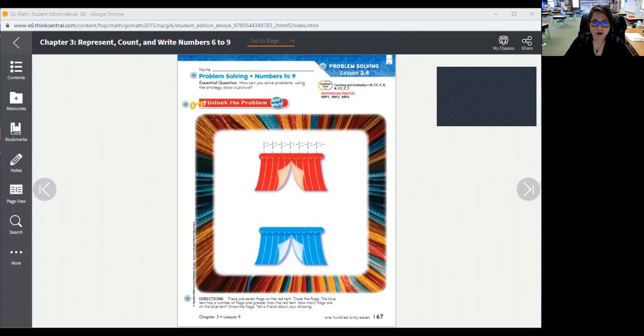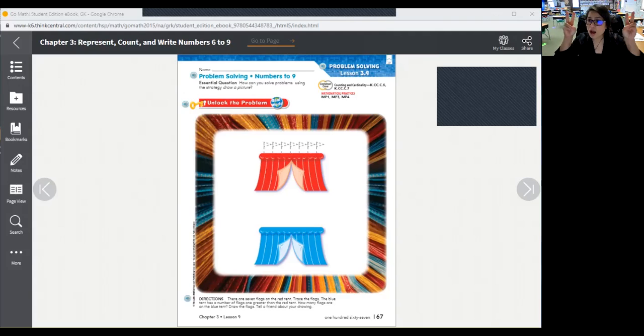Today we are learning how to problem solve numbers to 9. And we are going to learn a new strategy, which is something we have kind of already been doing anyway, but we are going to really implement it in this lesson. It says the essential question, that's a question we need to know for sure. How can you solve problems using the strategy draw a picture? That's one of the strategies we're going to do today.